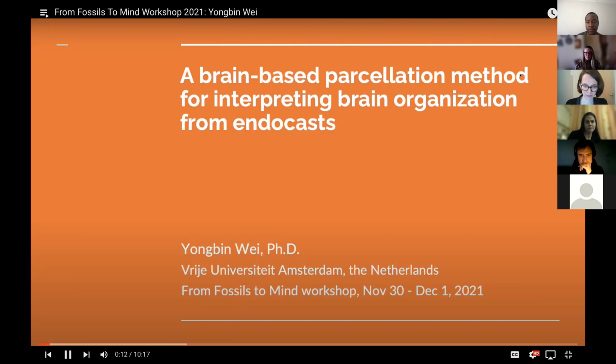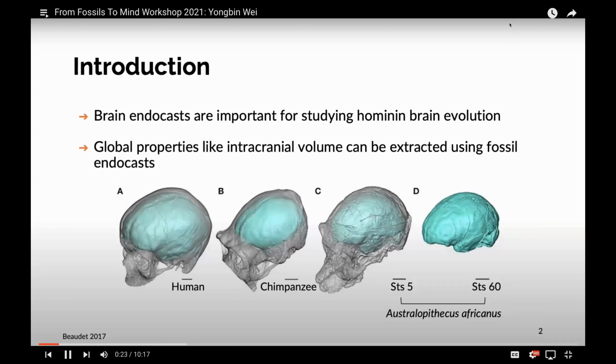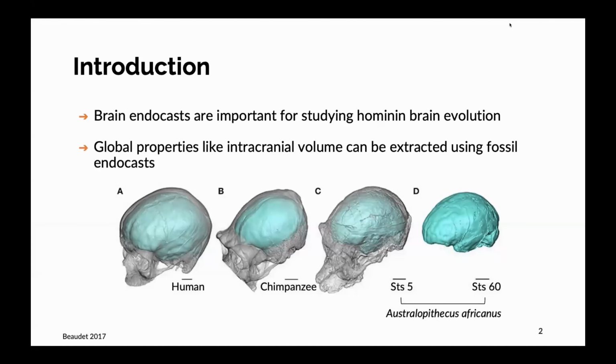Here I present my project about a brain-based parcellation method for interpreting brain organization from endocasts. You know that brain endocasts are very important for studying hominid brain evolution. It's simply because we don't have fossils for the real brain. We only have fossils from the brain case. So using the endocast, we can get a replica of the inner surface of the brain case. Therefore, we get an indirect measurement of the real brain.